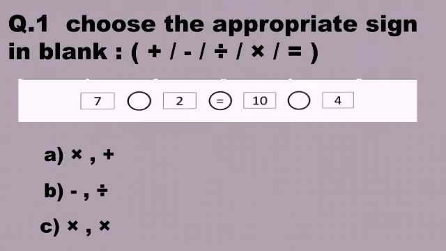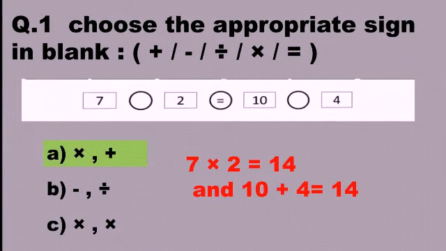So let us read this first question. Choose the appropriate sign in the blank. See, there are a few blanks in the question. You have to choose an appropriate sign. You can choose addition, subtraction, division, multiplication and the equal sign. I have also given the options, so you can check from the options also. 7 blank 2 equal 10 blank 4. What will be the answer?